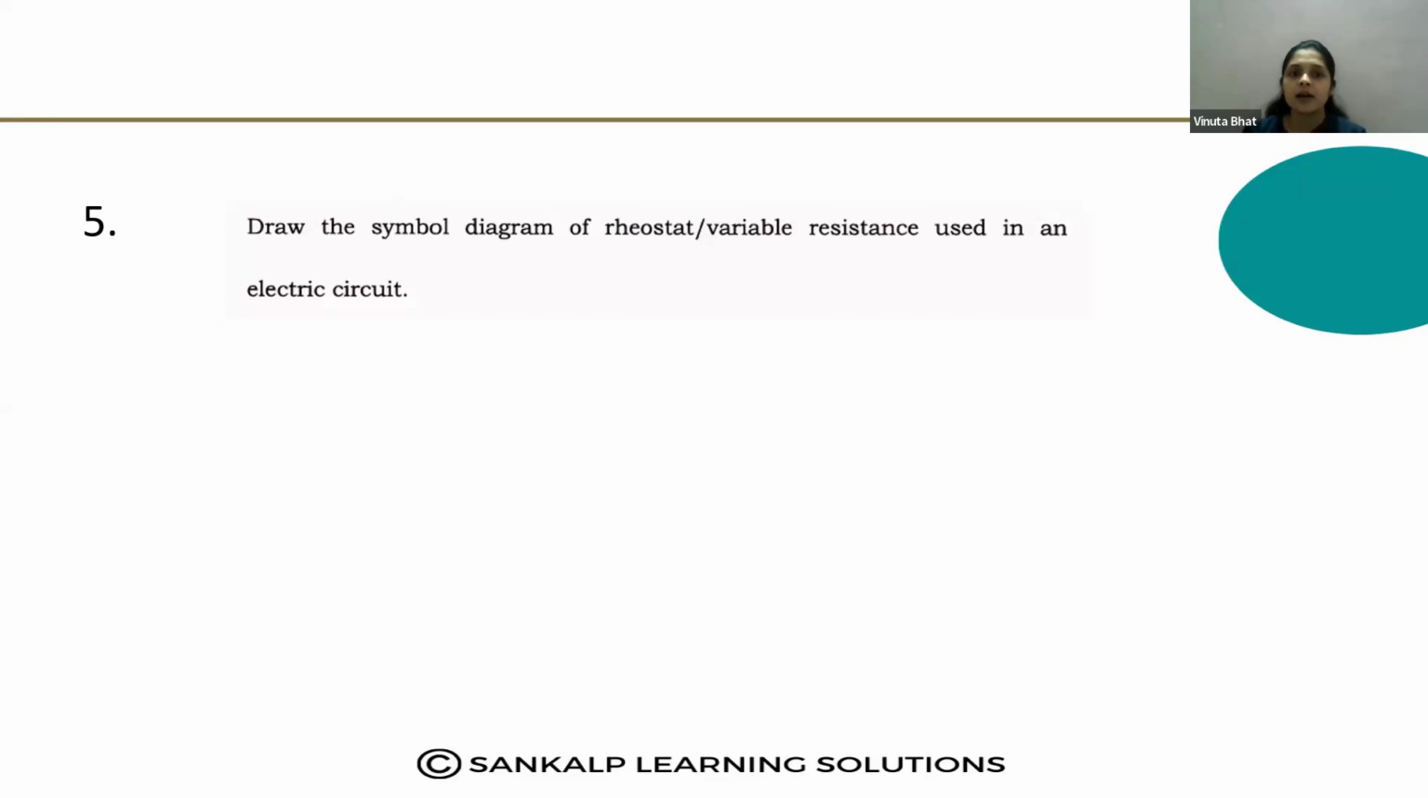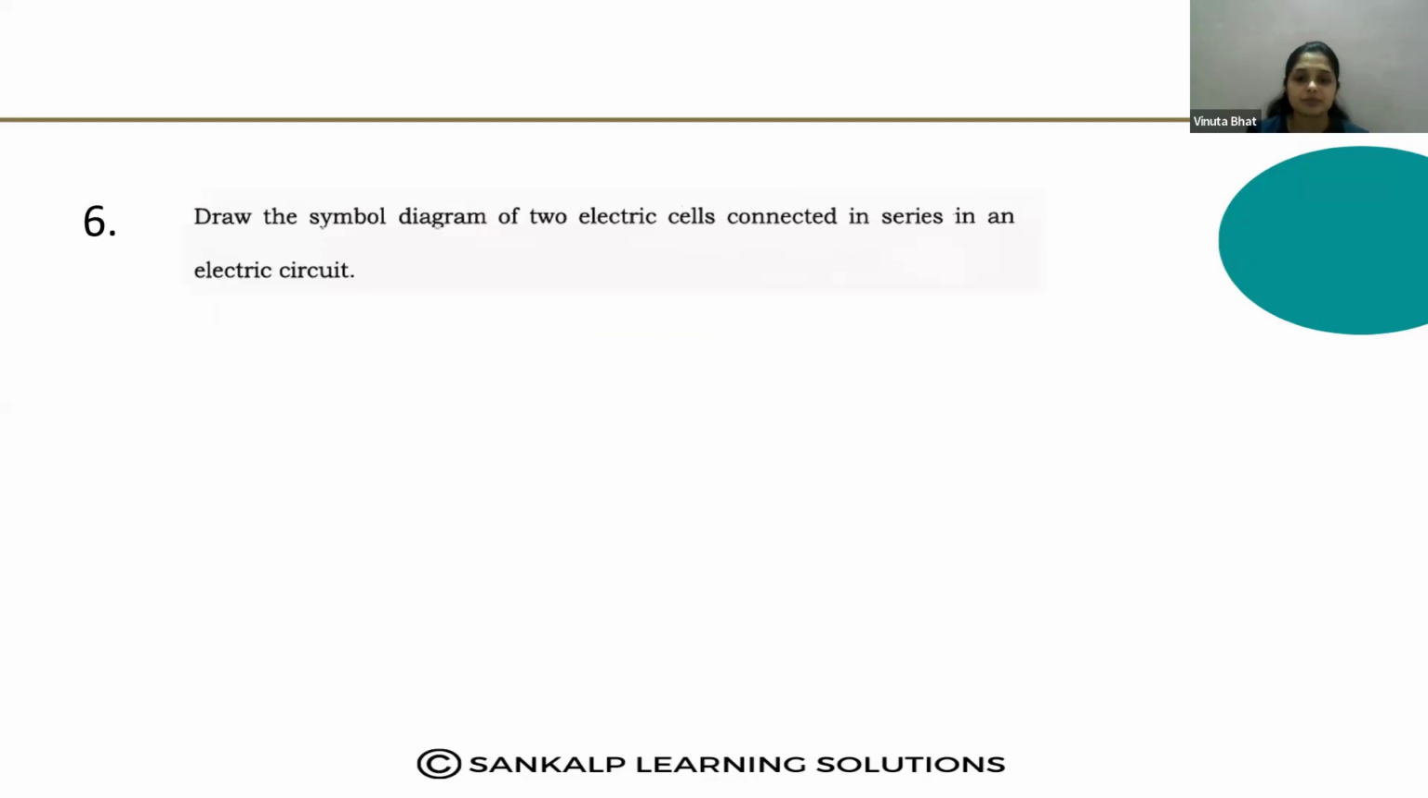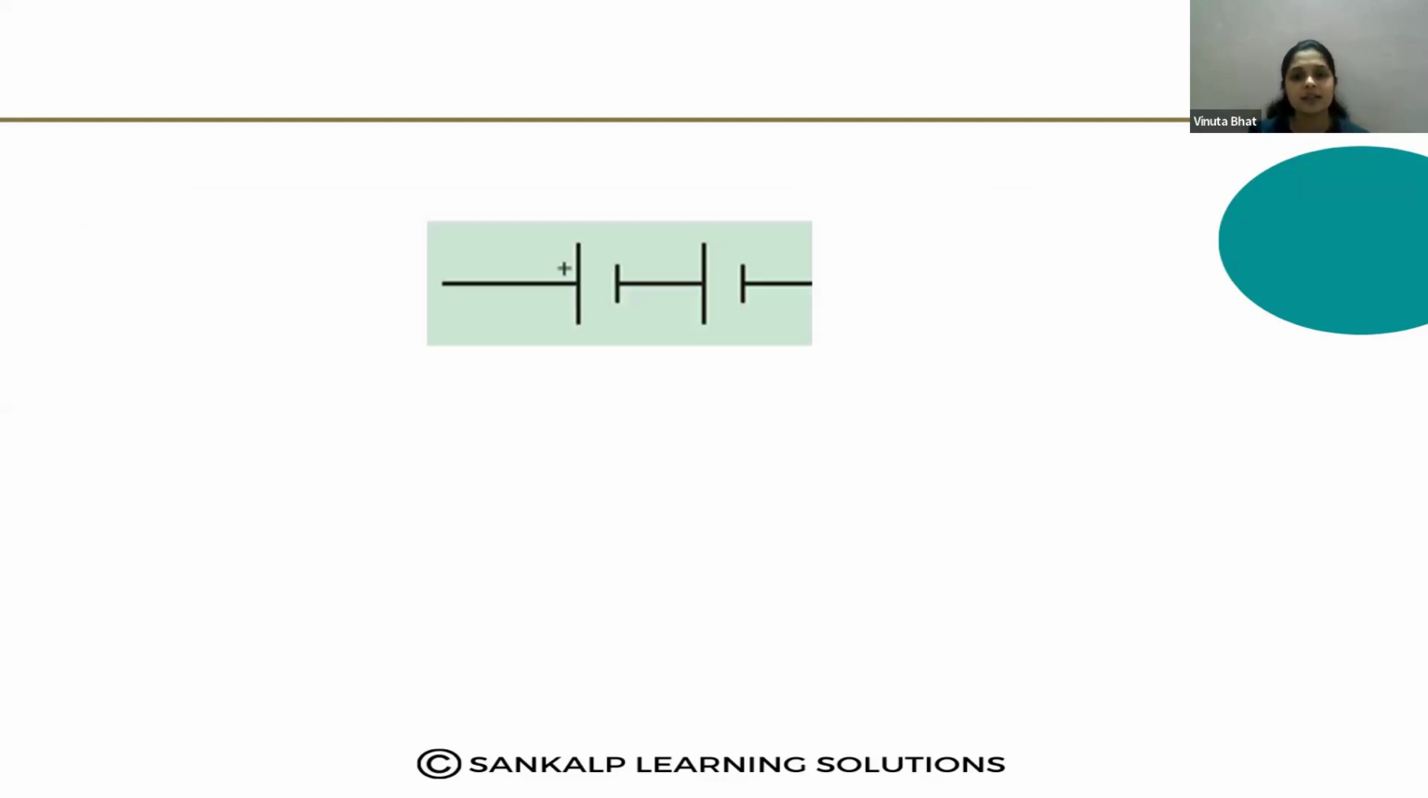Next question. Again, draw the symbol diagram of rheostat, a variable resistance used in an electric circuit. So these questions are from different question papers. You can see in 1 mark questions they almost always ask some symbols to write. Draw the symbol diagram of two electric cells connected in series in an electric circuit. Yes, this is the diagram where the two electric cells are connected in series.